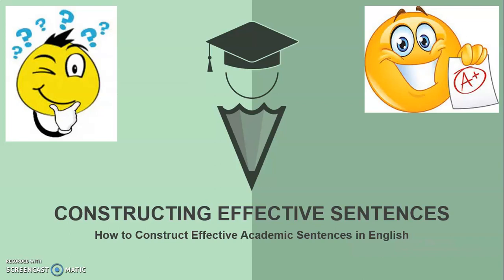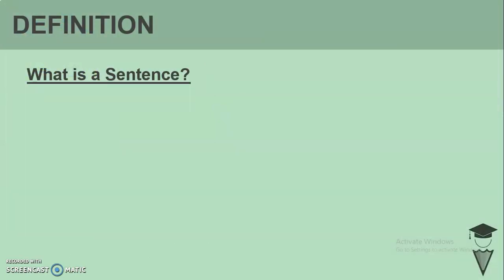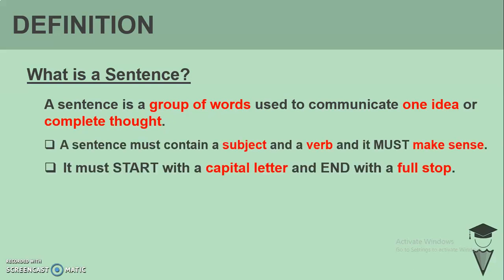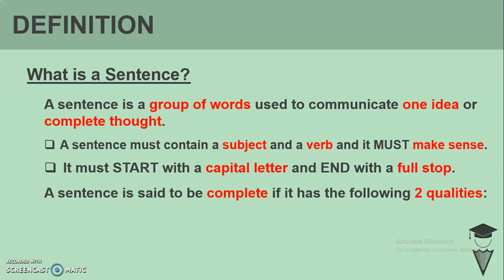So let's start. We better start with defining what a sentence is firstly. A sentence is a group of words that are used to communicate one idea, a single idea or a complete thought. A sentence must contain a subject and a verb, and it must make sense or have a meaning. It must start with a capital letter and end with a full stop. If these are met, we say that sentence is a sentence.